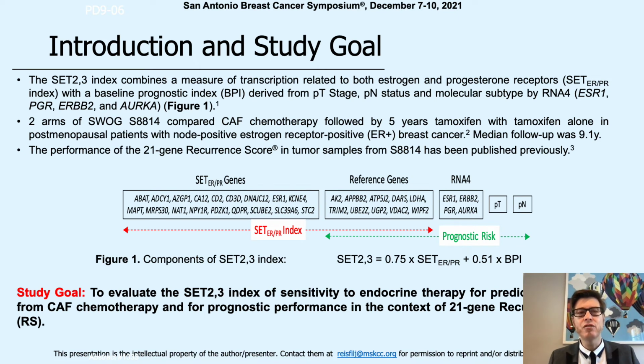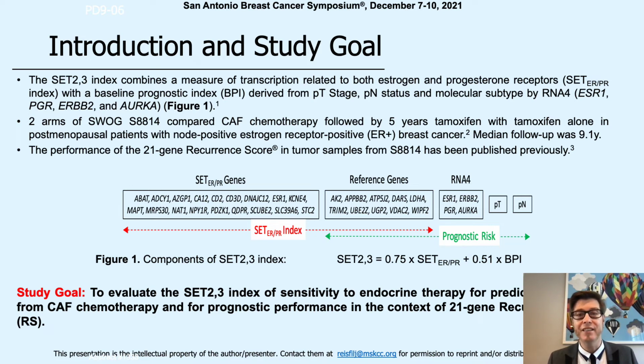And the SET2/3 index is slightly different from the first generation prognostic signatures in that it's a measure of transcription related to both estrogen and progesterone receptors, coupled with a baseline prognostic index based on anatomic parameters and also the expression of 4 genes: ESR1, PGR, ERBB2, and Aurora kinase A.